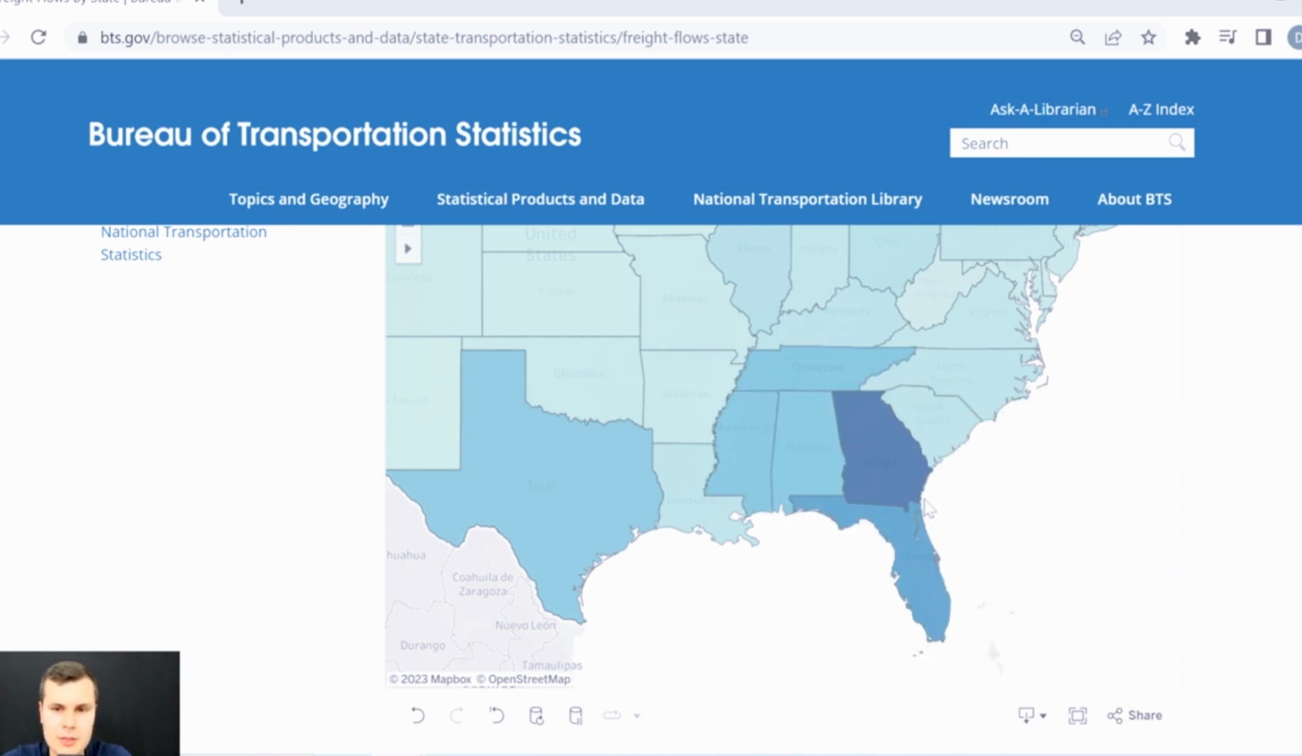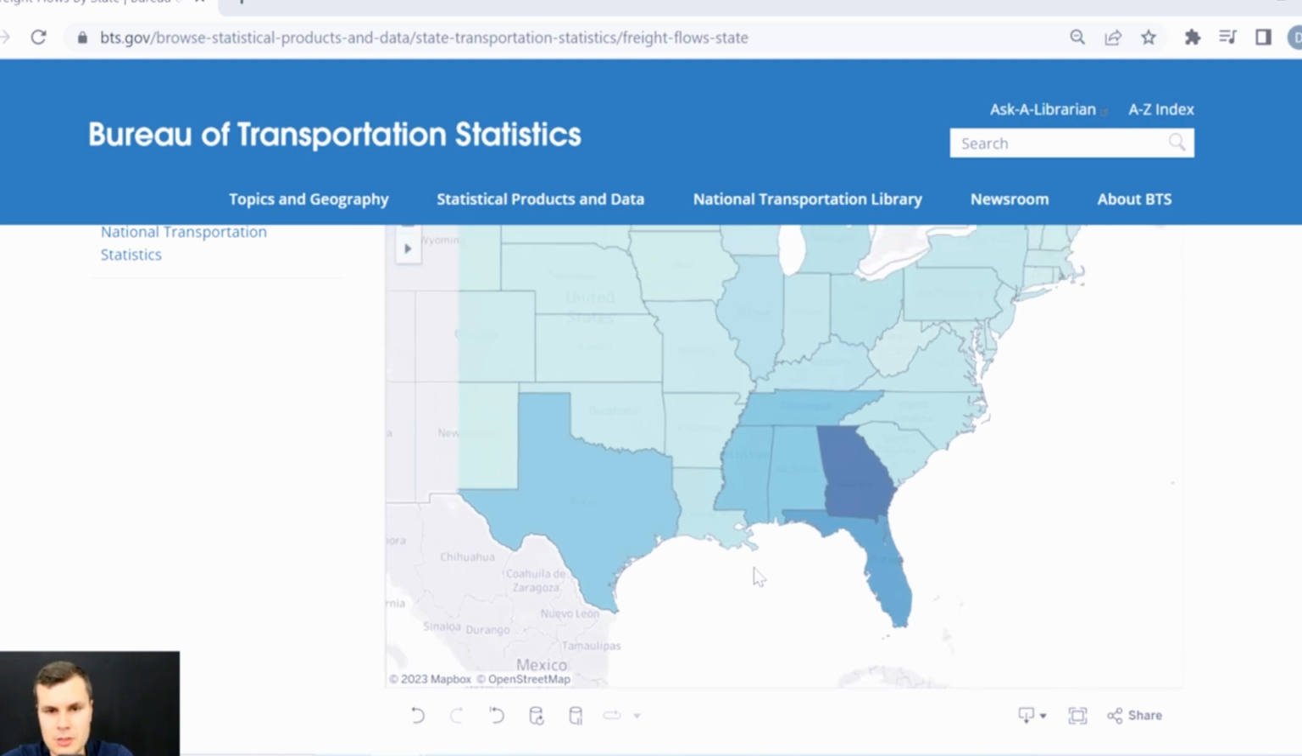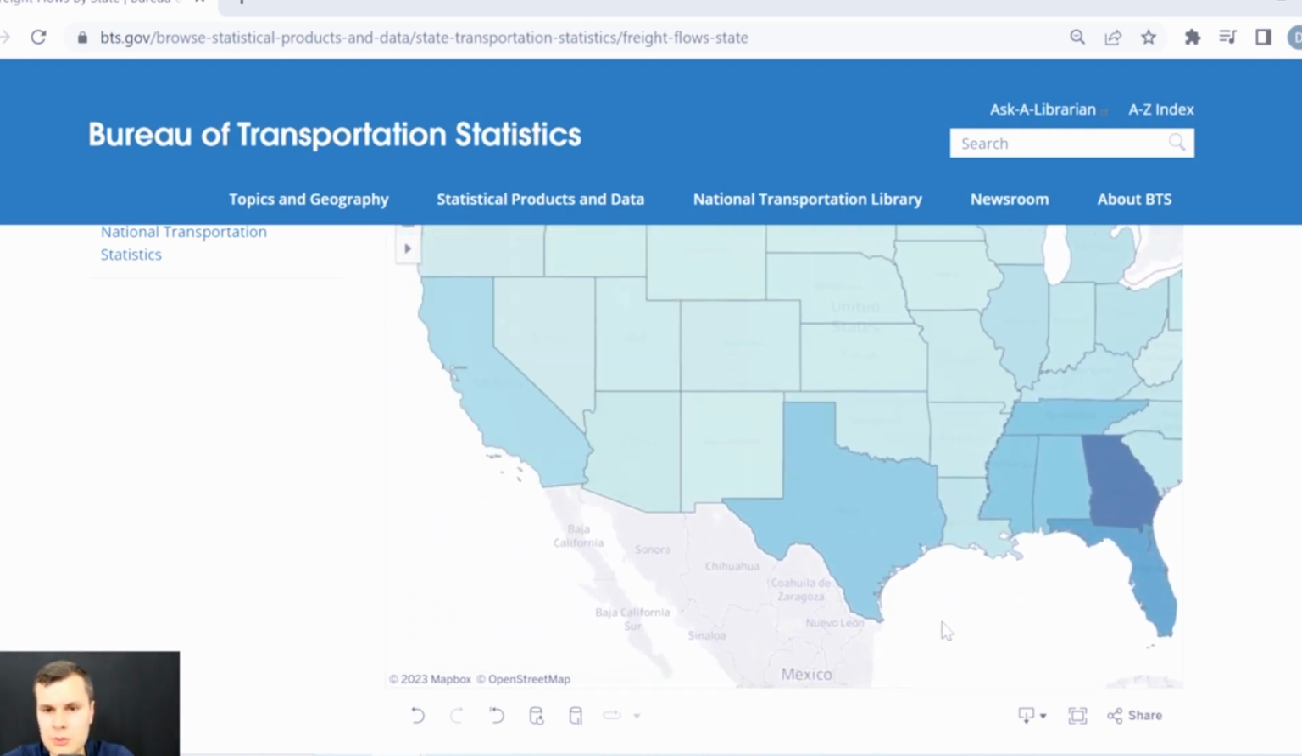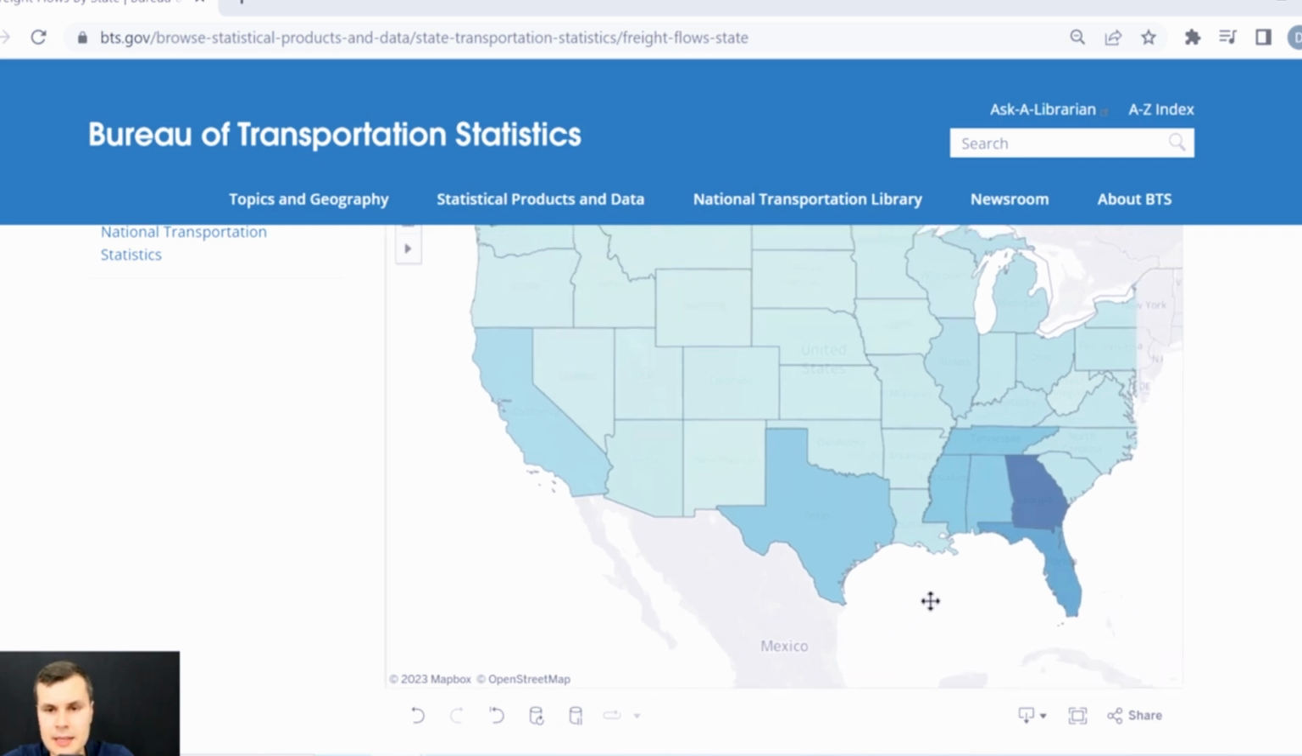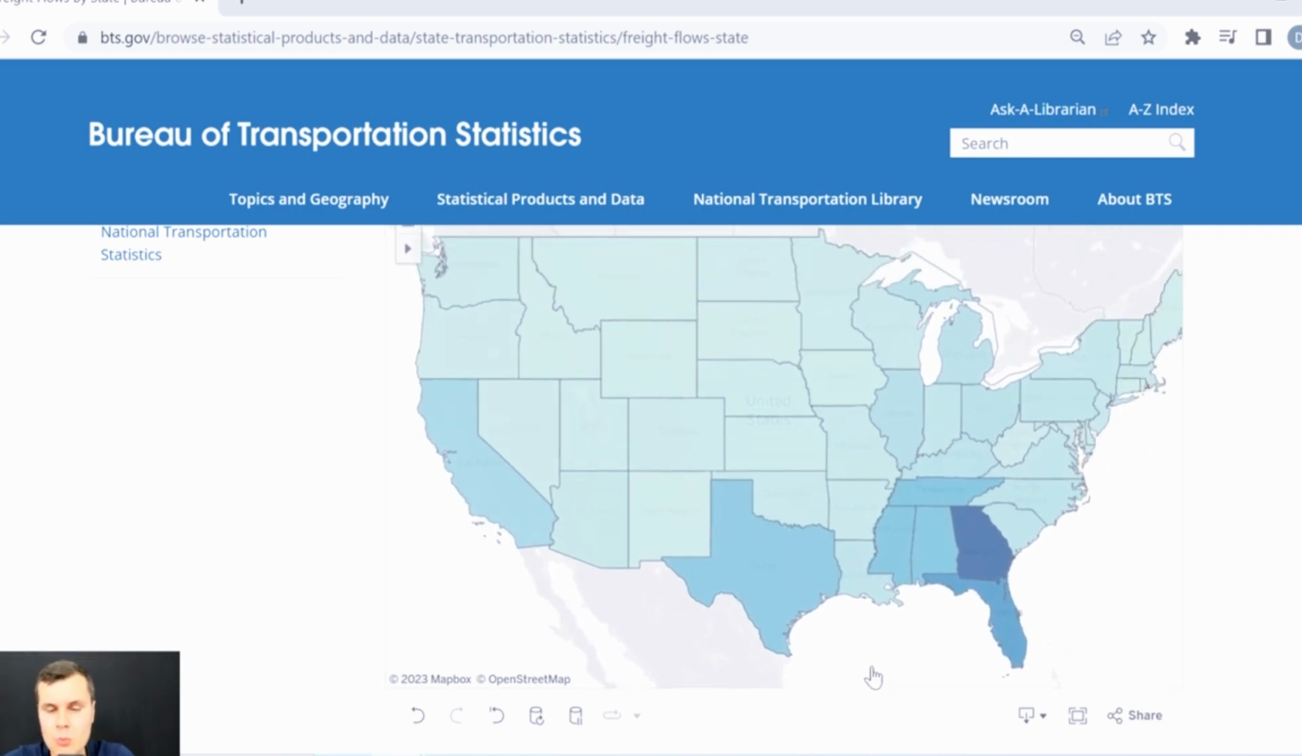So it makes sense that the bordering states are the ones that Alabama trades with the most, but if we move a little bit further, we can see that also Alabama trades a lot with Texas and with California. So that gives us an idea. If we have a truck in Alabama, it's most likely that you will be able to find a higher number of loads going out to those states.